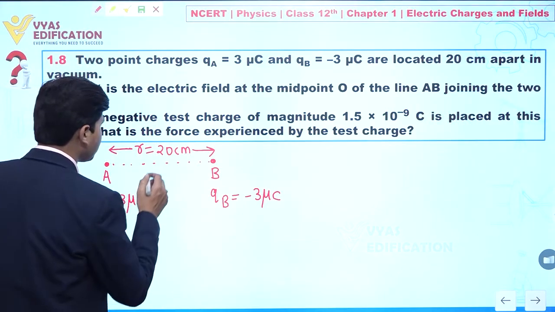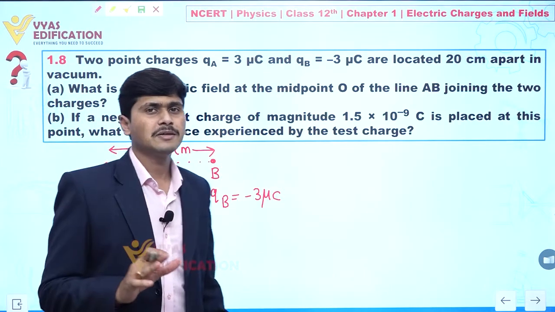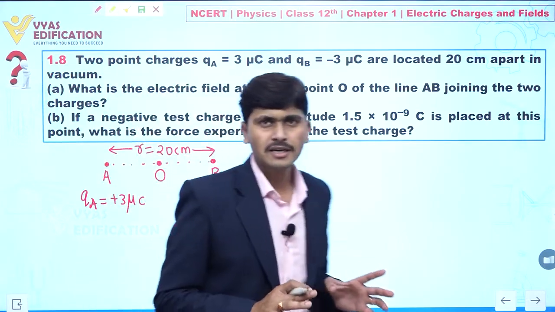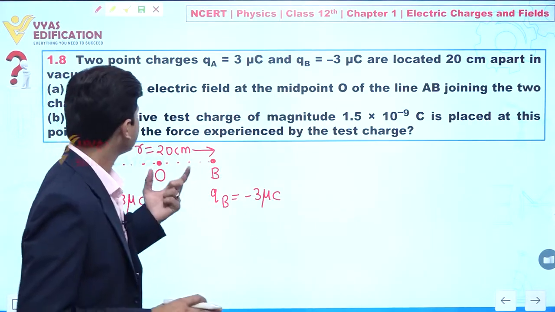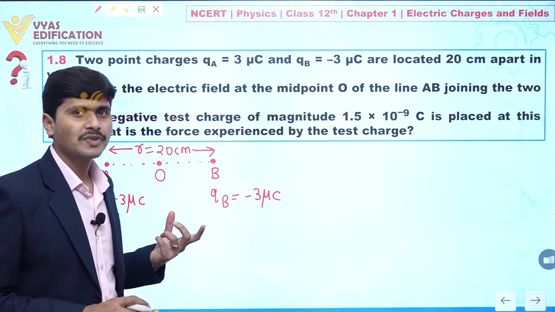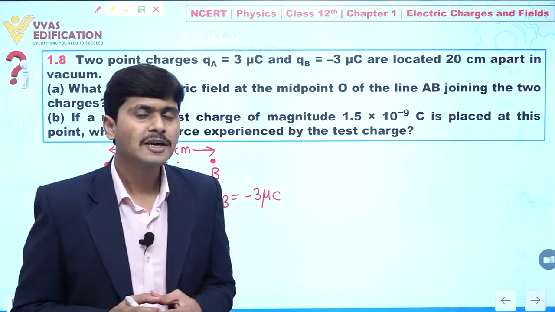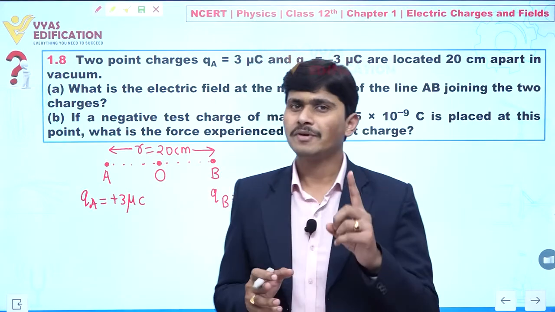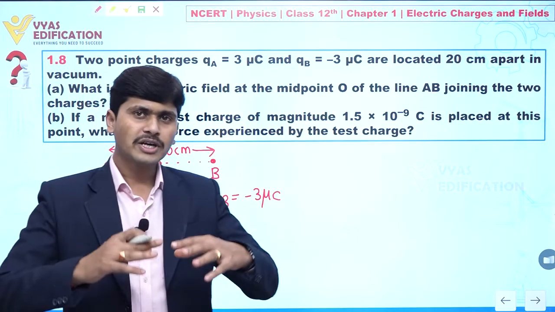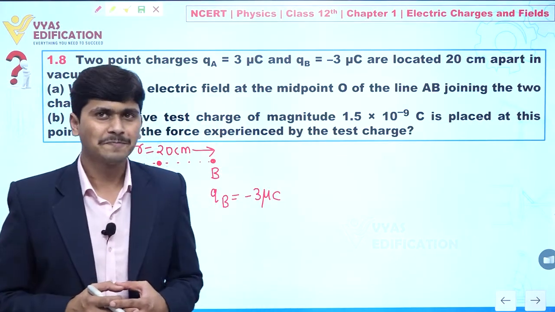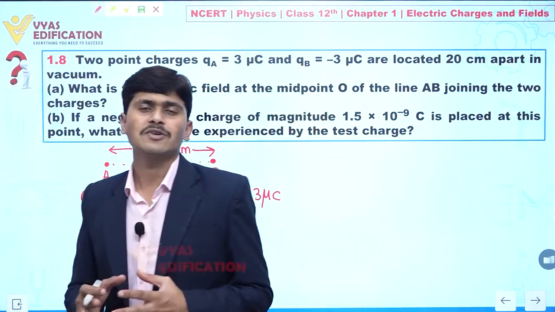Now, what is the electric field at midpoint O of the line joining AB between the two charges? Let's suppose I take a point O, and this point O is the midpoint between A and B. Now how will we find the net electric field? First we have to find the net electric field at O. Electric field is a vector quantity, so it will have magnitude and direction. So first I find the direction logically, or you can also utilize the vector method, and then I will calculate the magnitude.